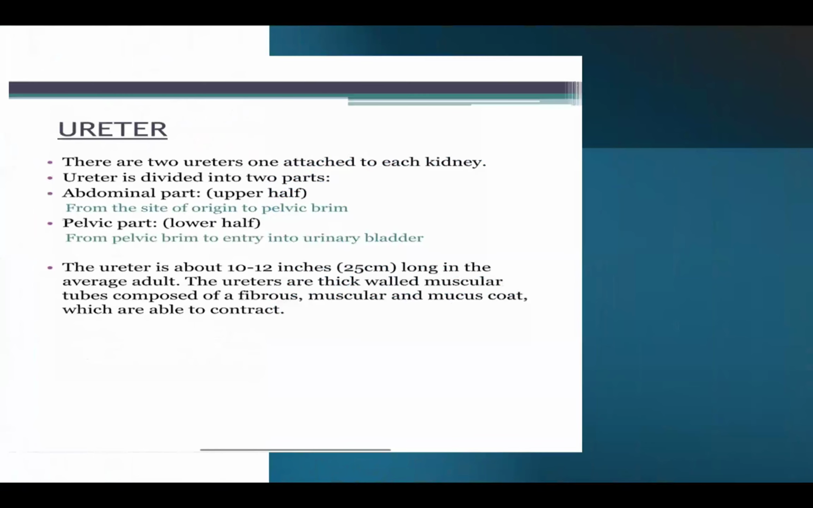Next, ureter. There are two ureters, one attached to each kidney. Ureter is divided into two parts. Abdominal part upper half, pelvic part lower half. From the site of origin to the pelvic brim, from the pelvic brim to the entry to the urinary bladder.